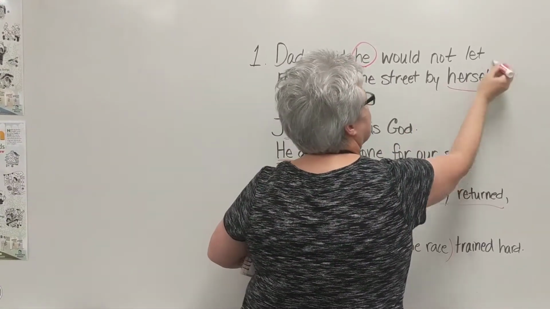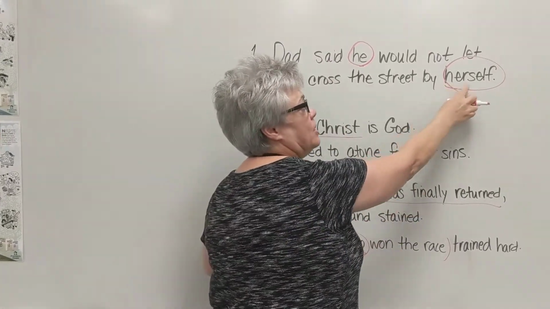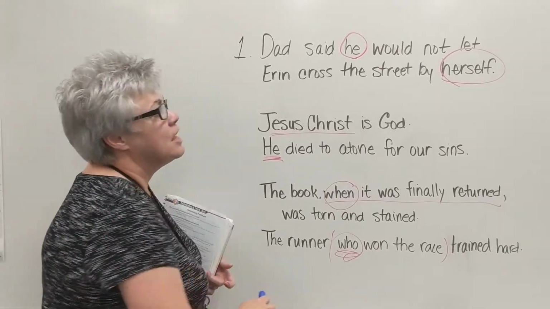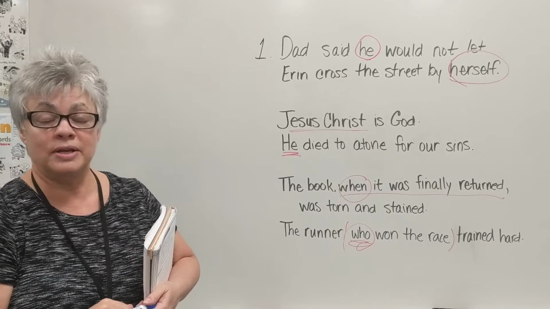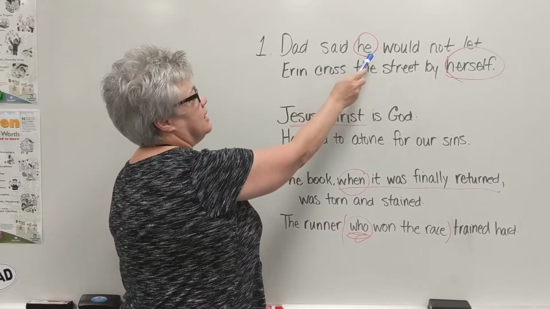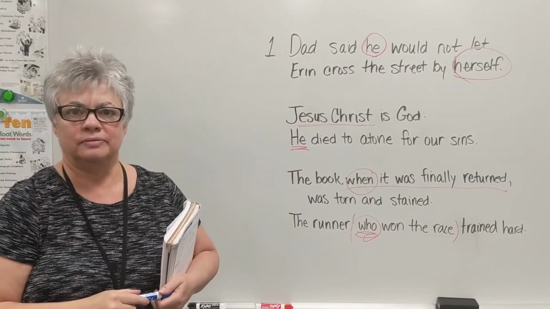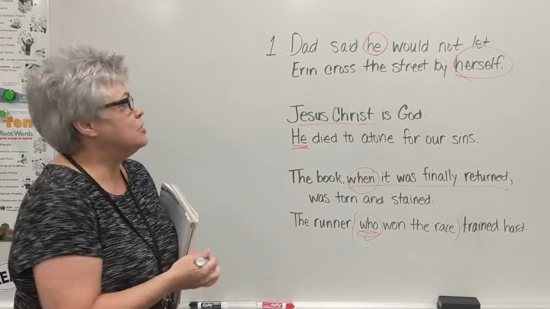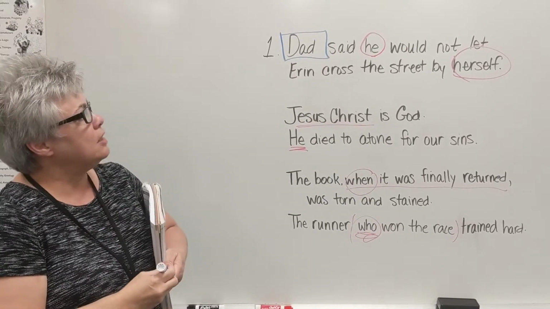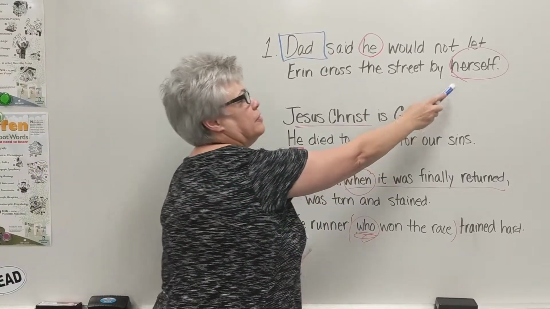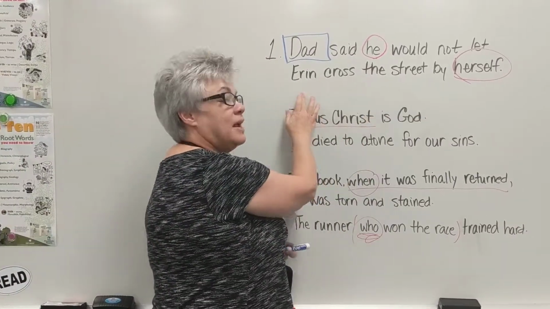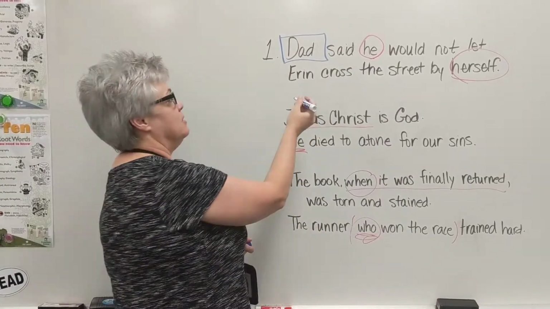There's another pronoun. That's a compound pronoun. It's her connected to self. So we have two pronouns in this sentence. Now we're going to find out what they stand for, what noun they're taking the place of. We're going to find their antecedent. So Dad said he. Who is the he referring to? It's referring to Dad, right? So Dad is the antecedent for he. We're going to box that. And then would not let Erin cross the street by herself. Who is herself talking about? Herself is referring back to Erin. So Erin is the antecedent for herself.